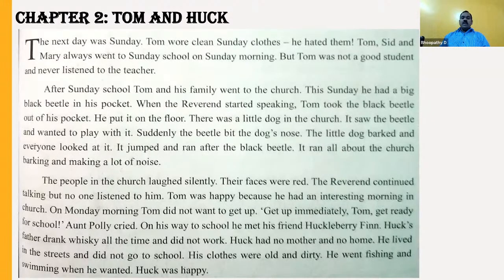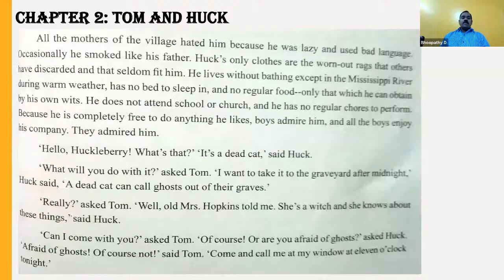Though the mothers did not like him, the children liked him. Sometimes the children were very jealous of Huck's life because he had freedom and he was enjoying his life. Tom was his close friend and they were very happy. All the mothers in the village hated him, but Huck was very happy. The children very much admired him.